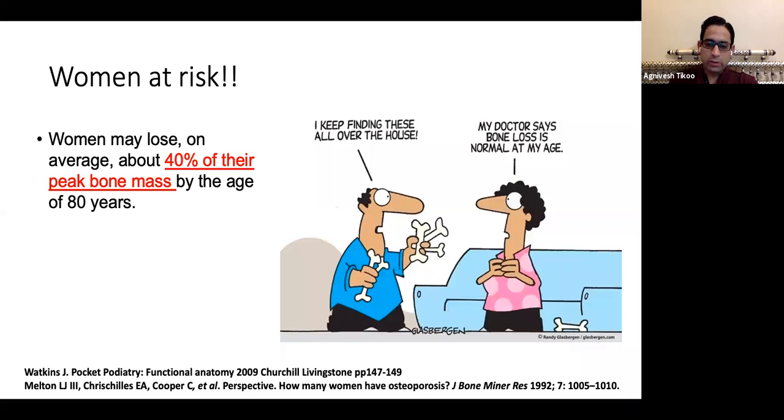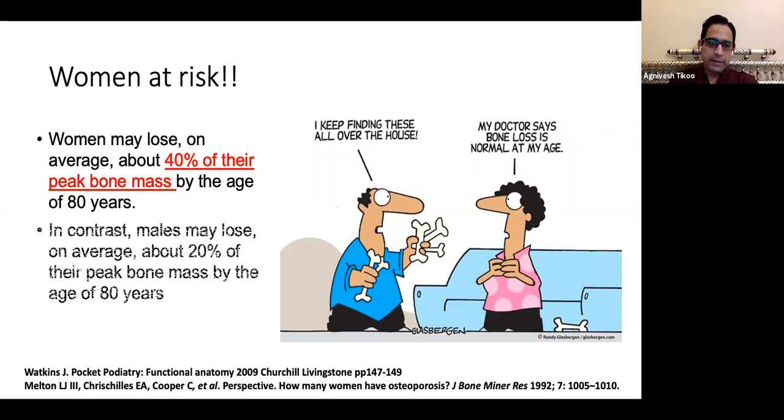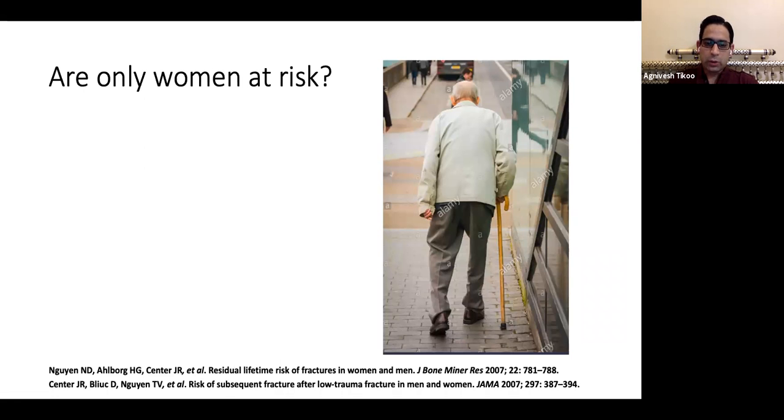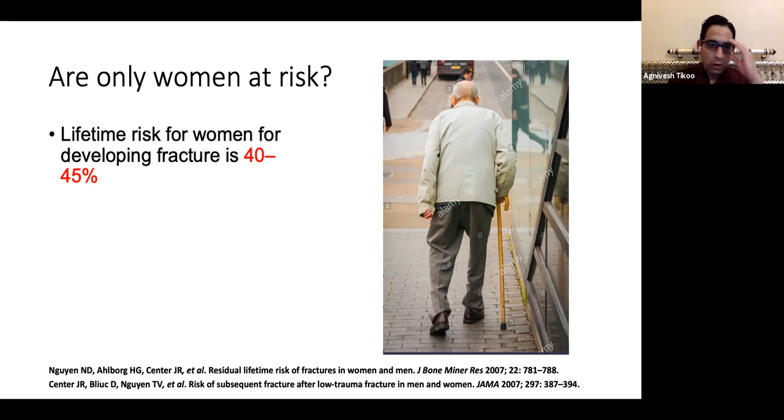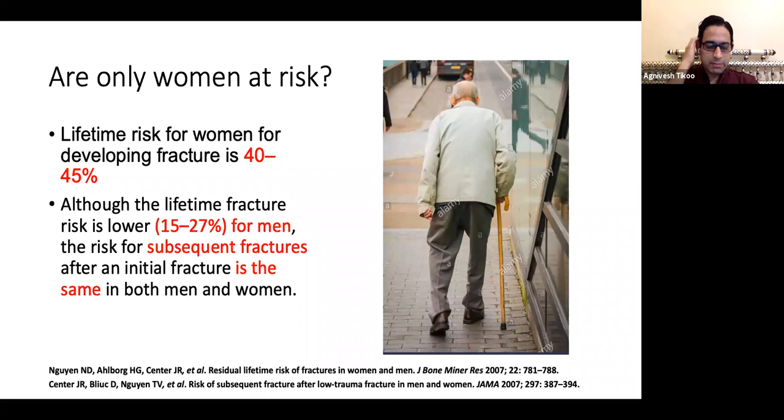So what is the consequence of the diagram which I showed you before? By 80 years of life, women will lose 40% of their peak bone mass, which is a very significant value. Comparatively, males lose around 20% of the bone mass, which is not very significant. So the question is: are women only at risk, or does it happen in males also? The lifetime risk of developing a fracture in women is around 40 to 45%, much less for males, 15 to 27%.